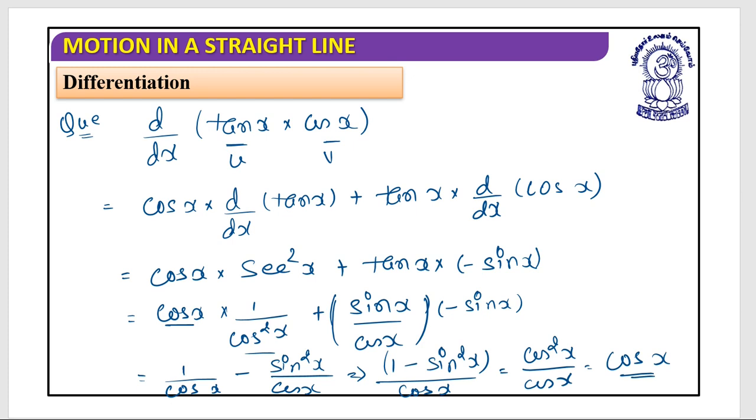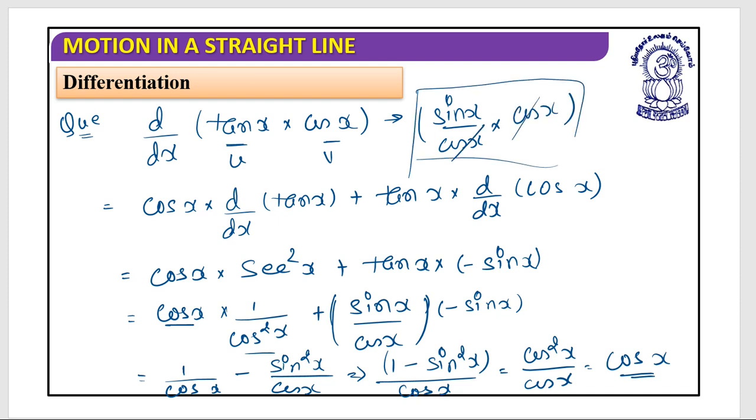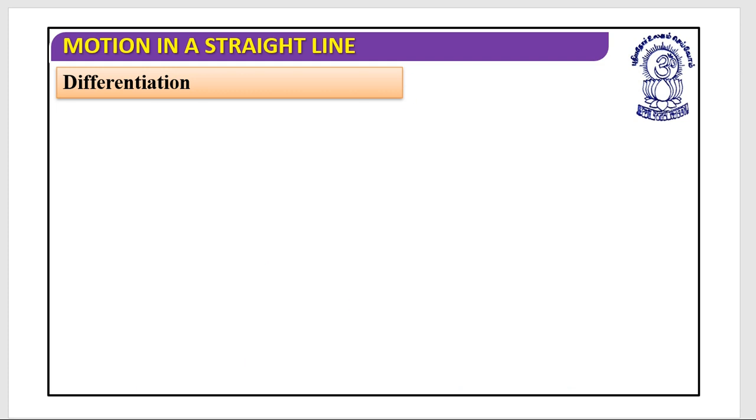You can check it like this as well. d by dx of tan x. What is tan x? Let's say it's sin x by cos x multiplied by cos x. This cos x would be gone, and d by dx of sin x would be the answer, which is cos x. Yes. Will you be able to solve this? Okay, great. Let's look at one more question of this.